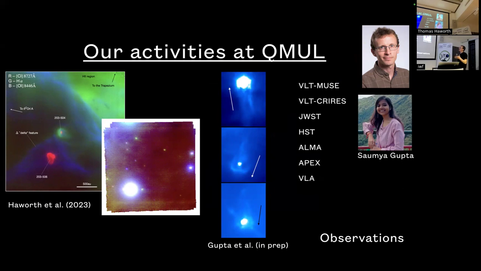So yes, I'm increasingly becoming a bit of an observer as well. Maybe not very good at theory or observations, but it's fun to work on a mixture of stuff. So these are some observations in Orion. This is some new stuff in Problem 14, and these are in NGC 2024. So we're using lots of different instruments to try and find and understand these irradiated disks better.